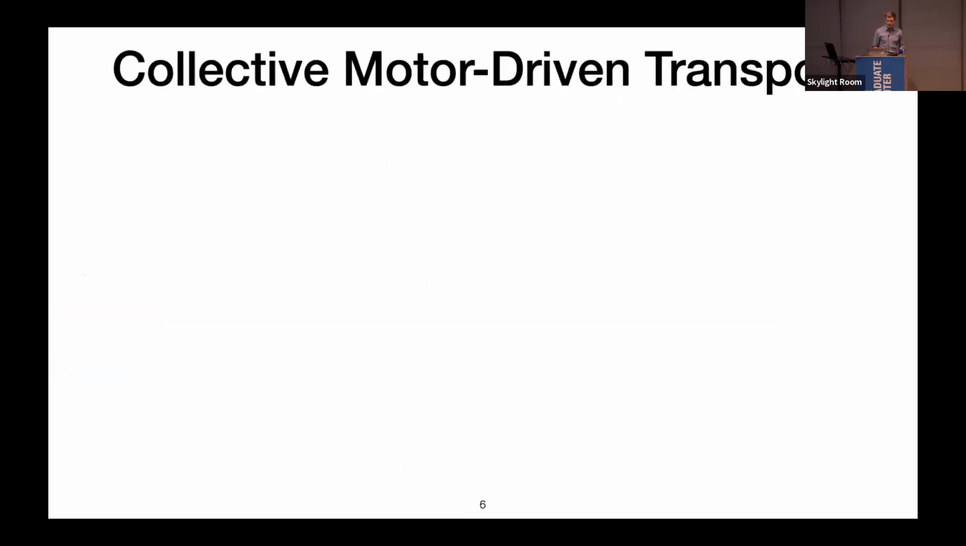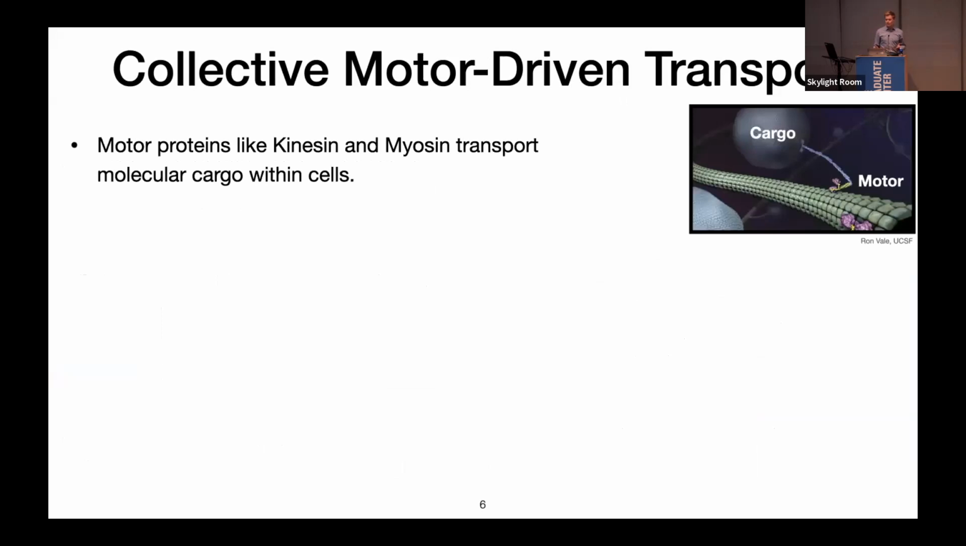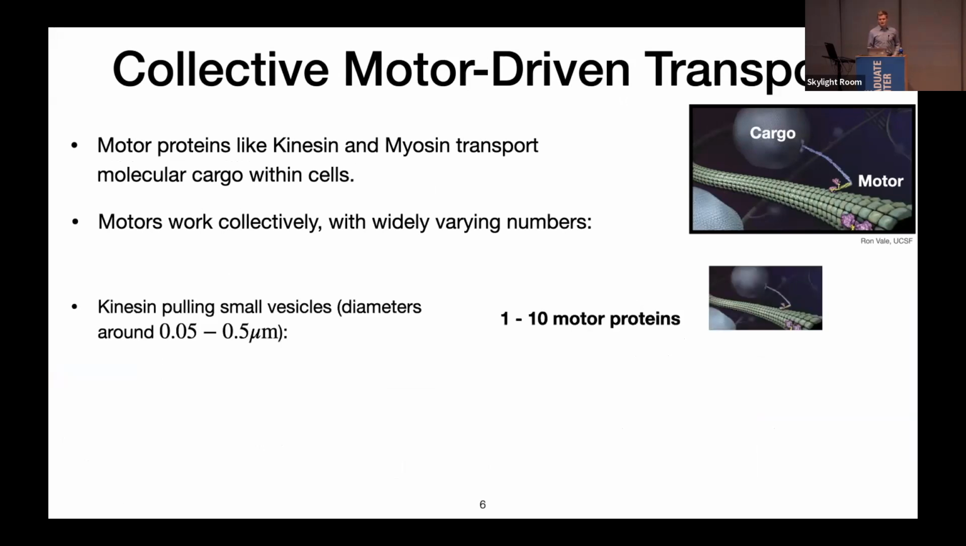So the system I'm going to focus on for most of this talk is collective motor-driven transport, where motor proteins like kinesin or myosin or dynein transport molecular cargo around within cells. They synthesize or hydrolyze ATP to produce power-directed motion and walk along microtubules, towing cargo behind them. And as I mentioned, these motors work collectively with widely varying numbers of motors attached to a single cargo at a given time. So just to give you some examples, for kinesin pulling small vesicles, you might have 1 to 10 motor proteins per cargo.